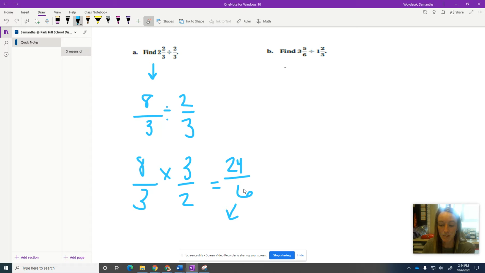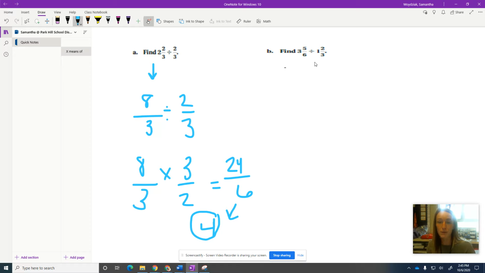And again, we don't leave these as improper fractions. We do make them mixed numbers. Or sometimes if we're lucky, they come out as whole numbers like this one. So 24 divided by 6, I know is 4. But if I didn't know that off the top of my head, I can say, okay, how many 6s go into 24? I have 6, 12, 18, 24. So that would be 4. So my answer for 2 2/3 divided by 2/3 would be 4, meaning I can fit 4 2/3 inside 2 2/3.